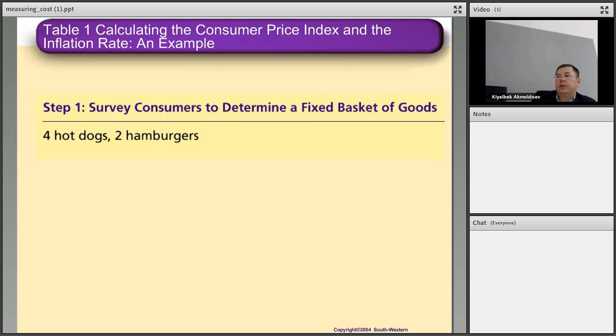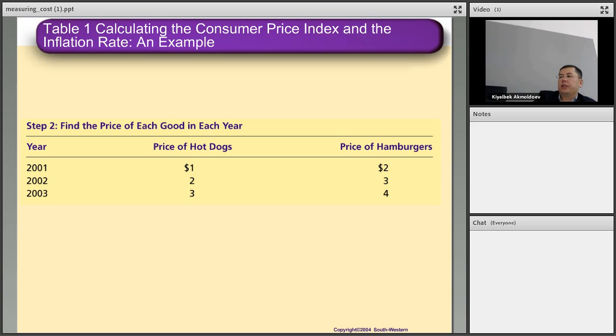Now assume that we have... So let me close this one. Survey consumers to determine a fixed basket of goods and services. We assume that we have 4 hot dogs and 2 hamburgers in our basket. This is just an example. The price of hot dogs is $1, $2, $3 in different years. We will take year 2001 as a base year, and the price of hamburgers is also given. It is $2, $3, $4.